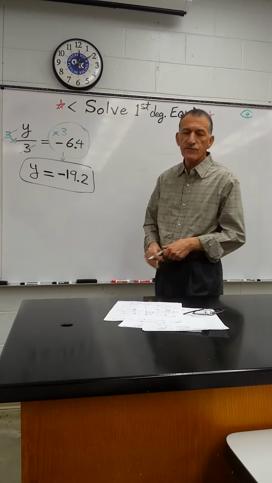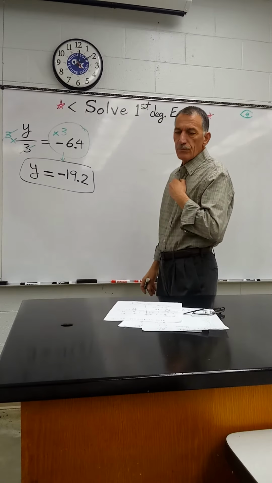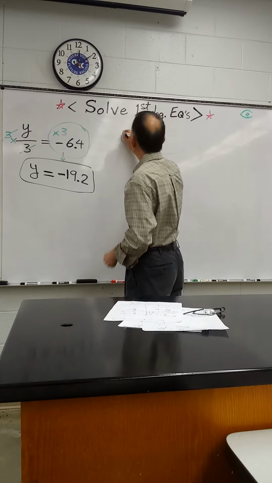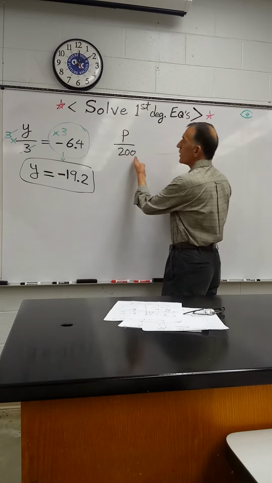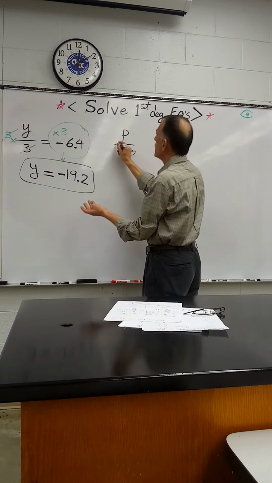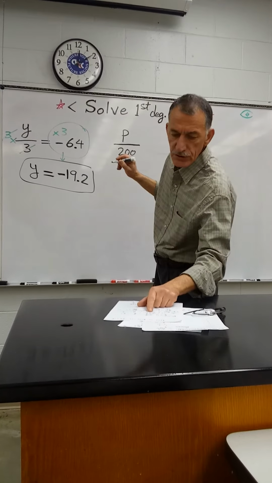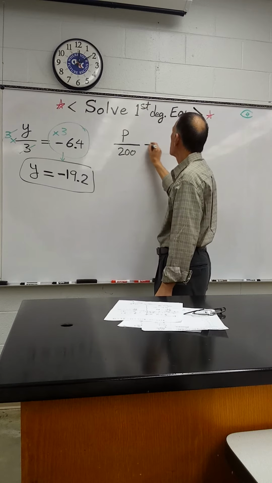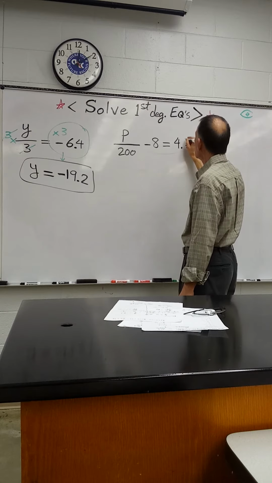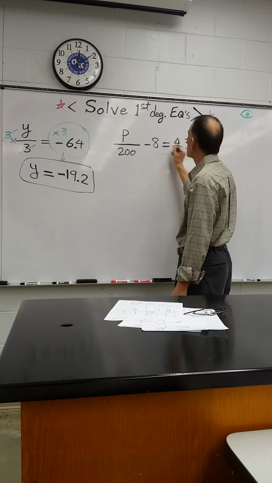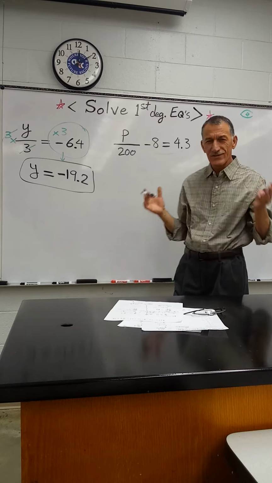So, in case you have, let's say, P over 200, and don't worry if it's a large number, a small number, doesn't matter. This is a division, but it has an extra term, which is minus 8 equal to 4.3. So therefore here, you have an equation, and it is a division, but you got an extra term. So what do we do? We get rid of the extra term.